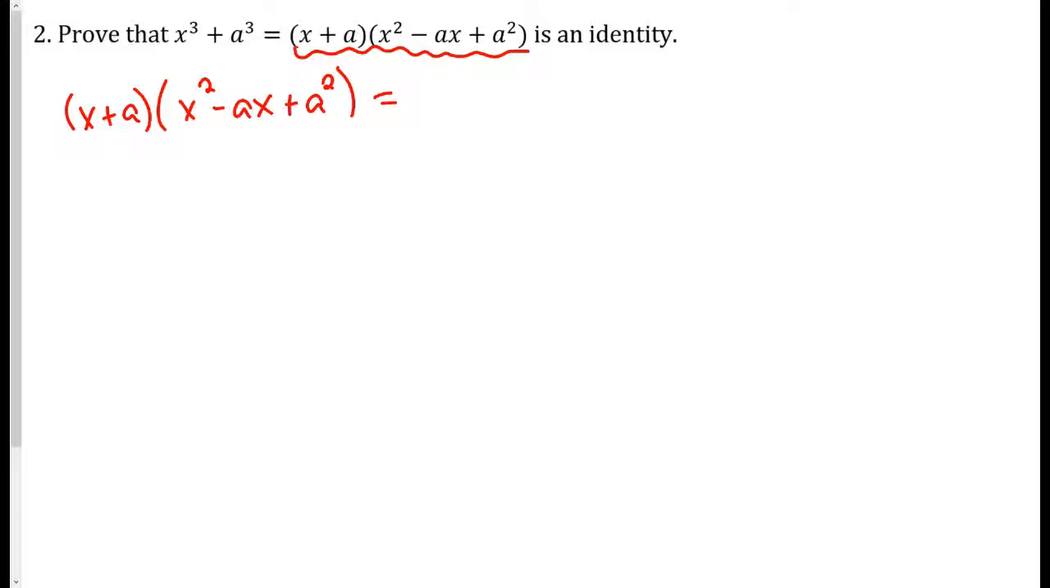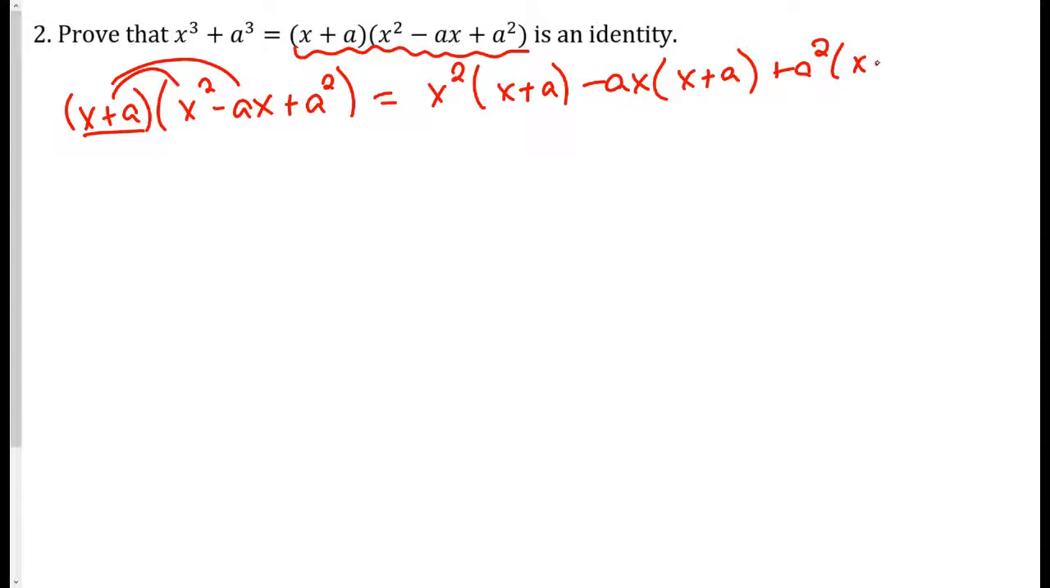You could do it with a table, but to make this look like a nice proof, I'm going to use the distributive property. I'm going to distribute x plus a in. So x squared times (x plus a) minus ax times (x plus a), and then plus a squared times (x plus a). All I did was I distributed an x plus a into that trinomial.